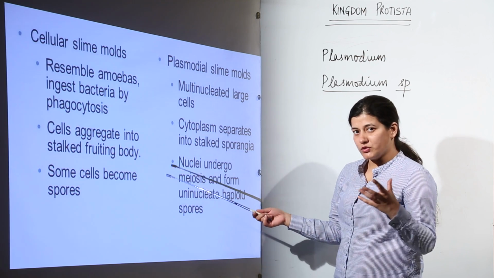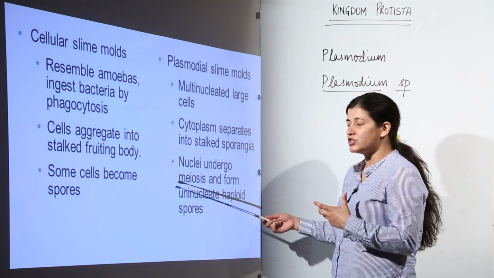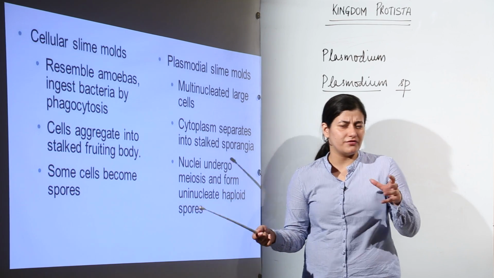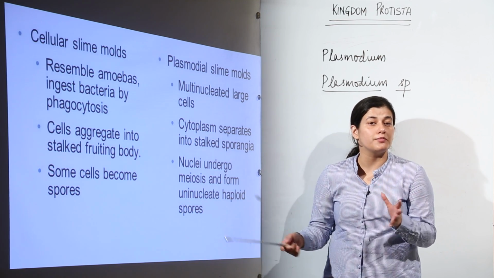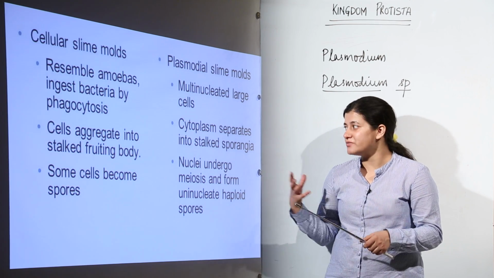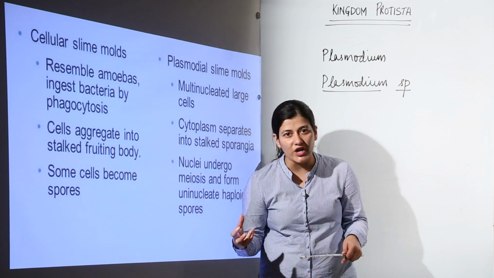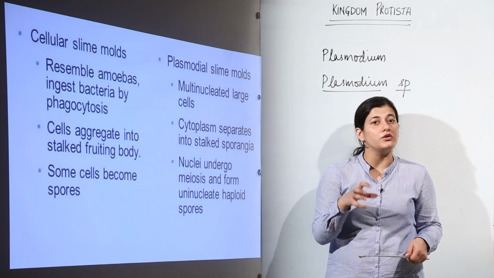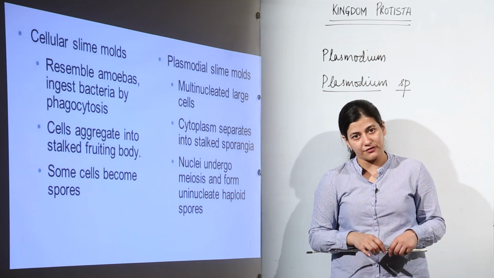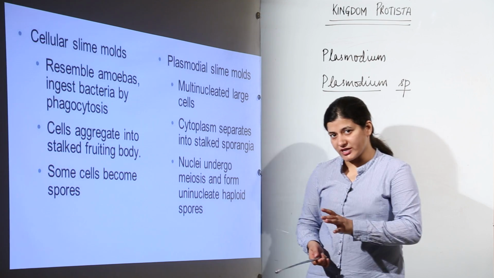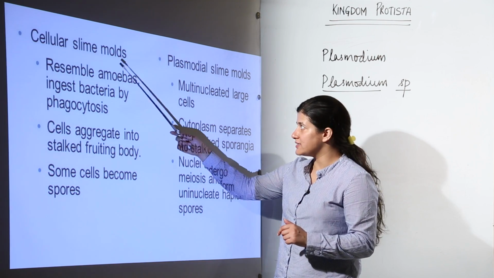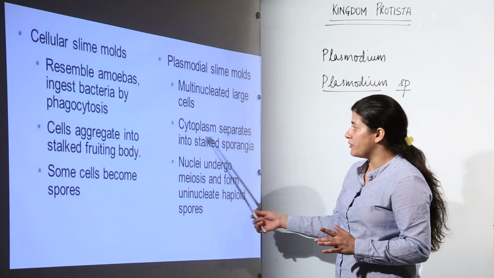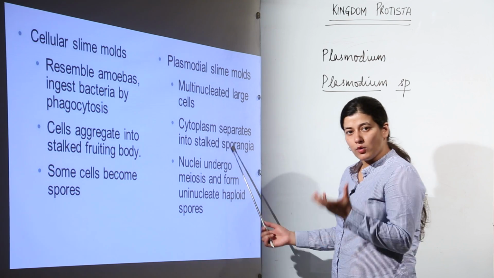Now try to recall what we had discussed in the introduction to fungi, or if you haven't seen that, you must have noticed that the classification of fungi is made on the basis of fruiting body. I am telling you that whenever we deal with kingdom fungi, we have further classes inside it. The classes are made according to the types of fruiting bodies present in the fungi, and as I told you, this is in close resemblance with fungi. So the cell aggregates in the cellular slime molds are stalked into fruiting bodies, and the cytoplasm separates into stalked sporangia. Now what are sporangia?